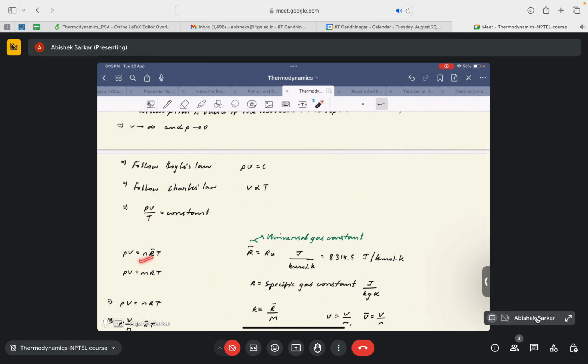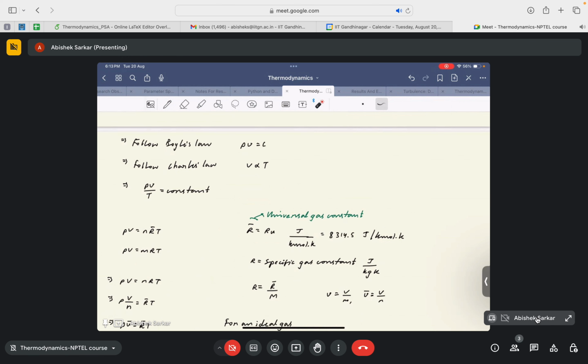Okay. So here come two very crucial constants. First is the universal gas constant, and second is the specific gas constant. The universal gas constant has a constant value, which is uniform for all gases, equal to 8314.5 joule per kilomole Kelvin.